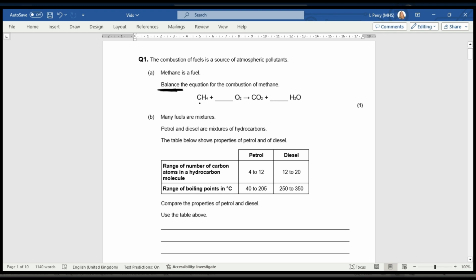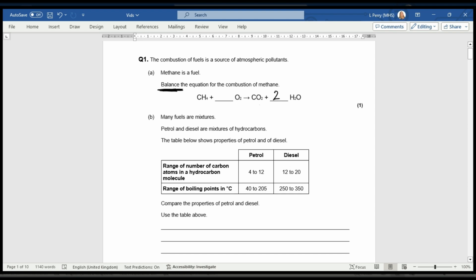If I look on the left-hand side, I've got 4 H's. If I look on the right-hand side, I've only got 2. So I need to times this by 2, because 2 times 2 is 4. I've now got 4 H's on the left and 4 H's on the right. But now I need to balance my oxygens, and the way they've given me a line there tells me that I'm going to have to multiply this. So I've probably got more on the right-hand side at the moment.